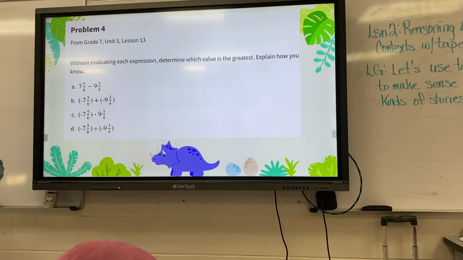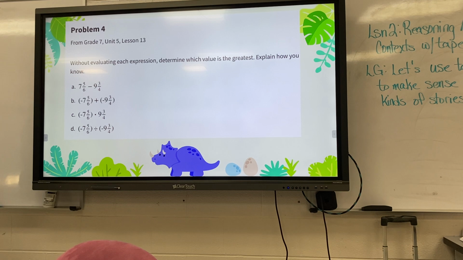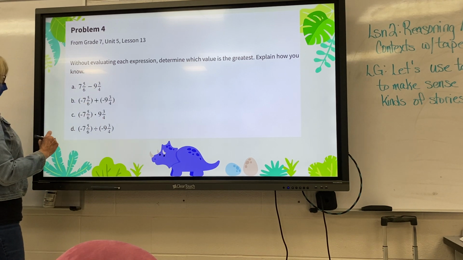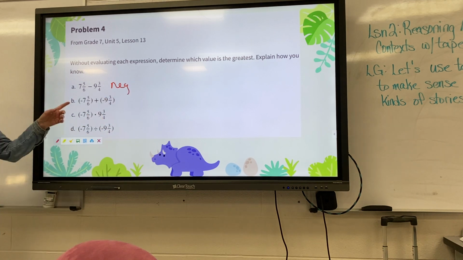Remember, subtracting a positive is the same thing as adding a negative. So which is bigger? Negative 9 3/4 or positive 7 5/6? 9 3/4. So this answer is going to be a negative. Let's see if this helps. I mean, this is just a strategy. All right, negative 7 and 5/6 plus negative 9 and 3/4.